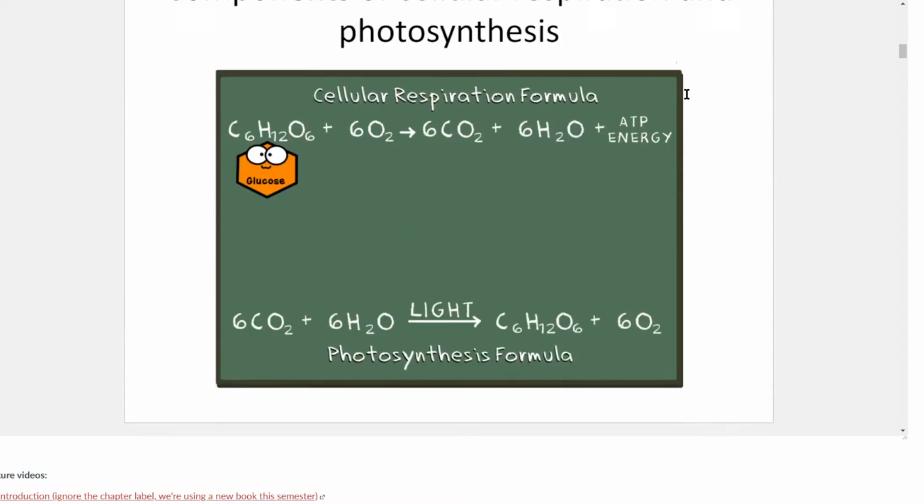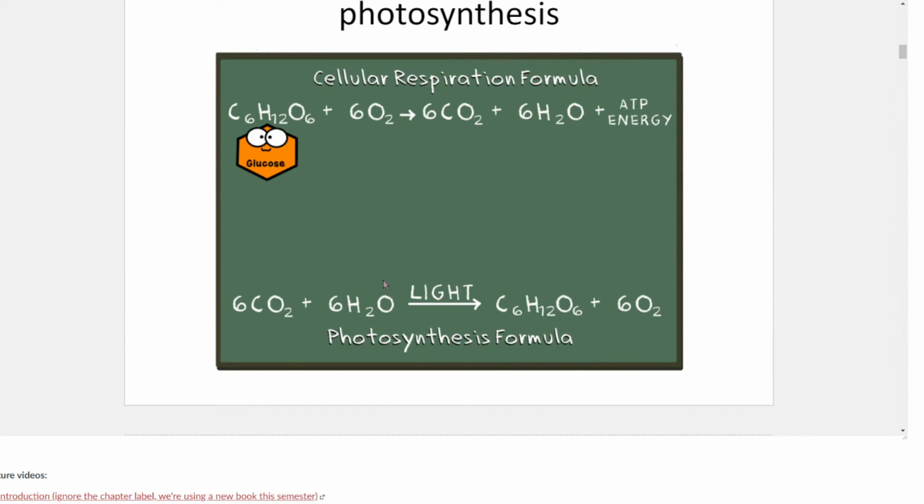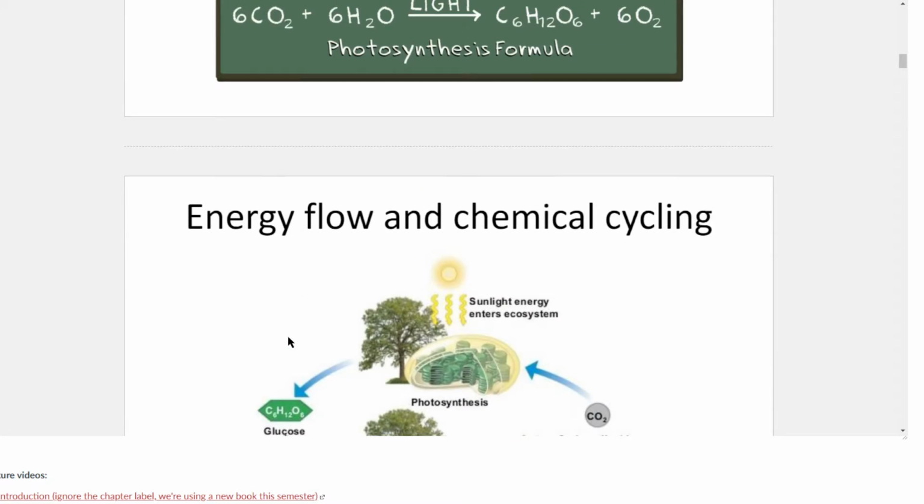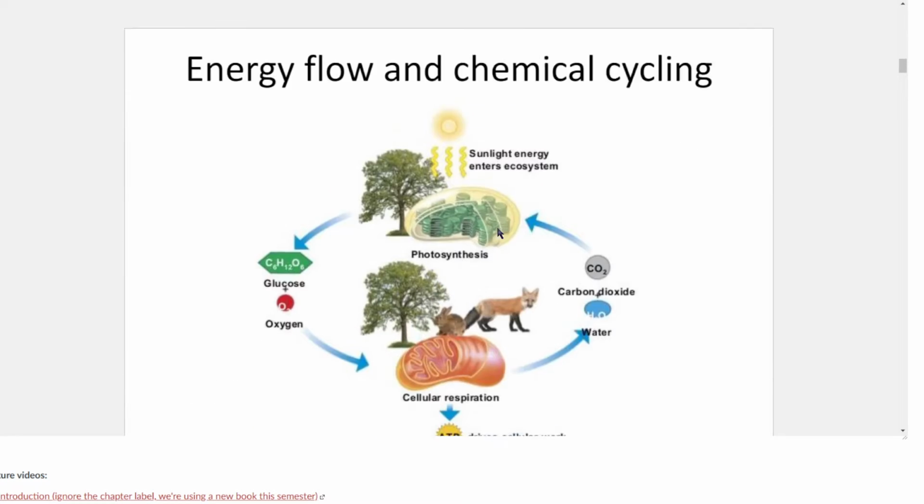So, components of cellular respiration. We went over photosynthesis, but cellular respiration is almost the opposite. We're going to use sugar, the product of photosynthesis, and oxygen, which is another product, to make carbon dioxide, which is needed for photosynthesis, and water, which is also needed for photosynthesis, and to make ATP energy. So they are opposites of each other. Just remember that when thinking of their formulas.